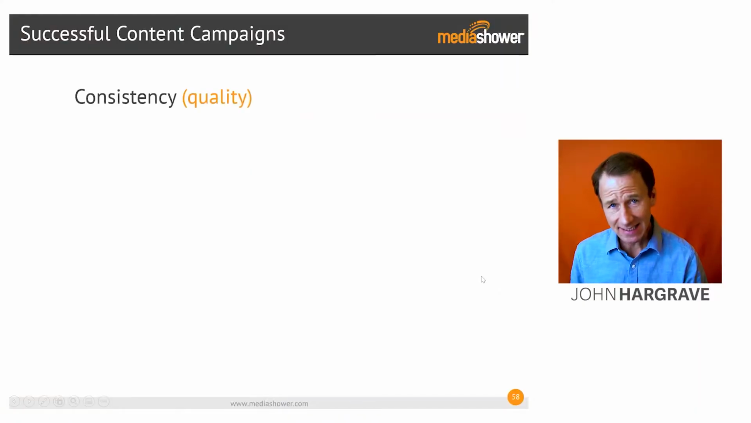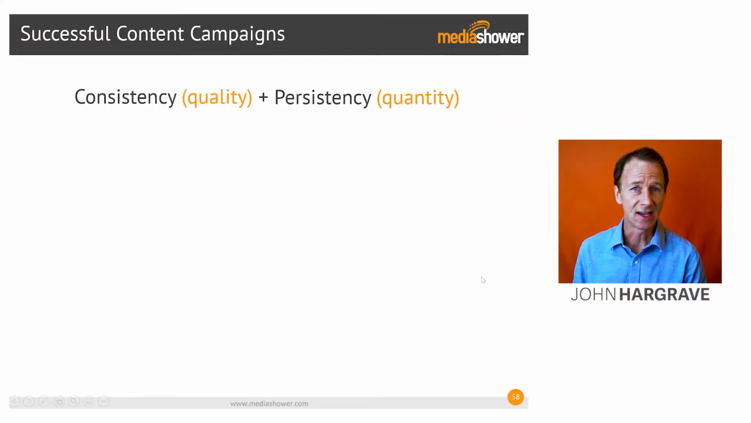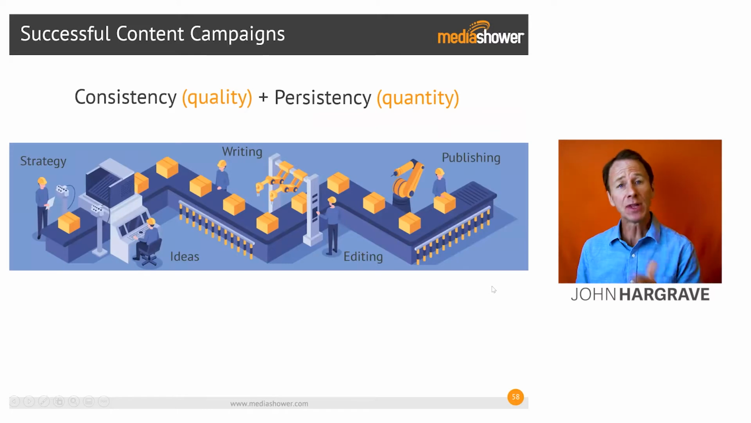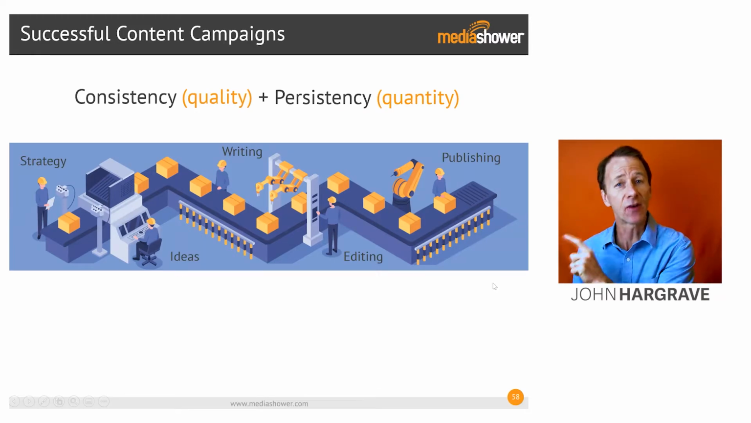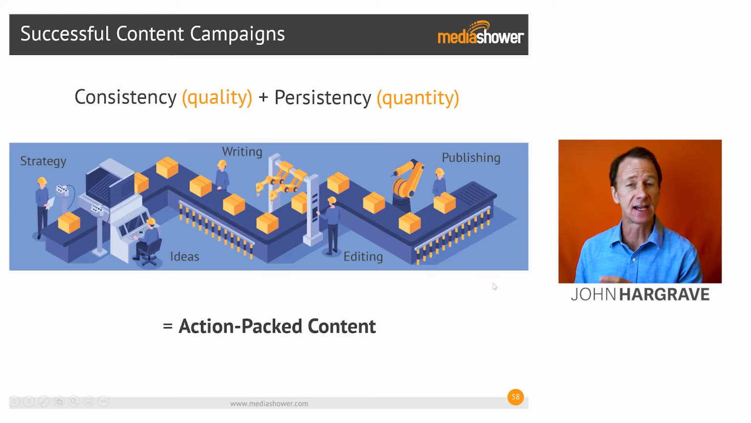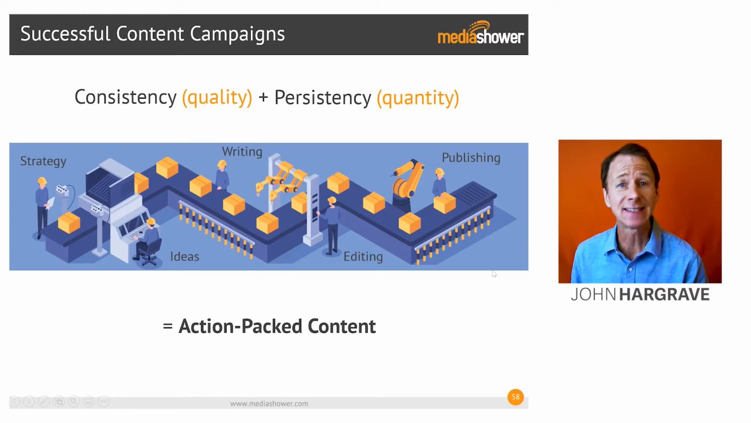We've talked in previous videos about how successful content campaigns have consistency and persistency, or quality and quantity. And to achieve that, we have the assembly line. The assembly line is what produces this high-quality content that helps us communicate effectively in today's media landscape. Each person on this assembly line plays an important role. And what comes out of the other end of that is action-packed content, or content that gets people to take action.